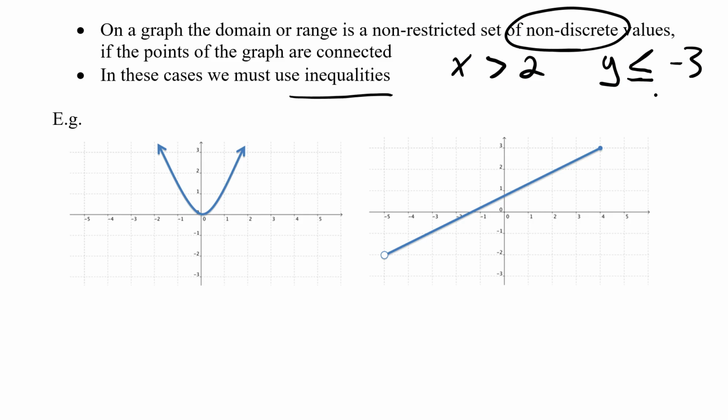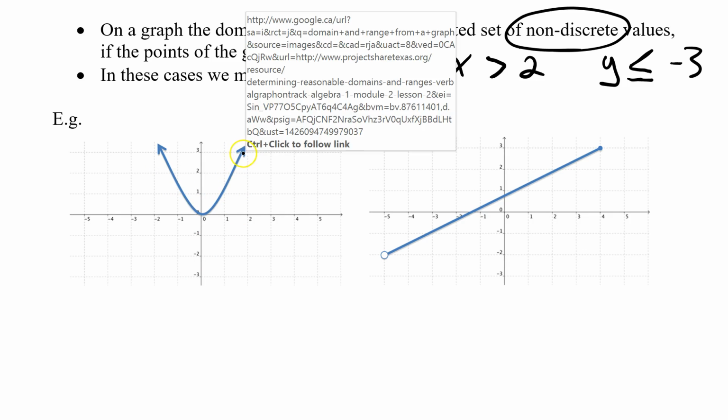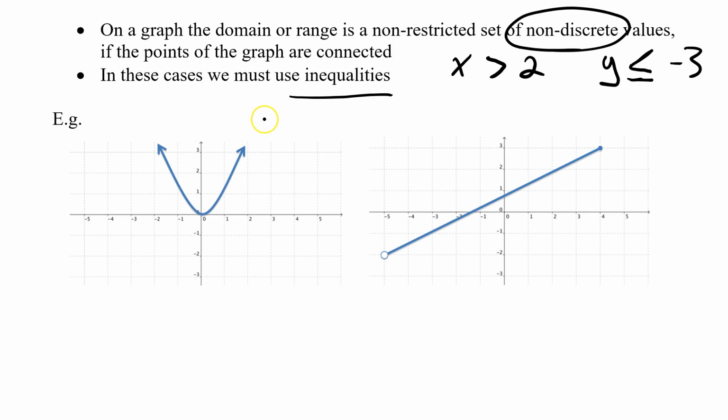So let's take a look at our first example on the left. We've got a curved graph, and these arrows indicate that this line would continue on forever and ever. Never ever stops. So what is my domain? And again, the domain is the x values. So this goes on forever and ever, meaning that there will never be a time where an x value is not on that line.